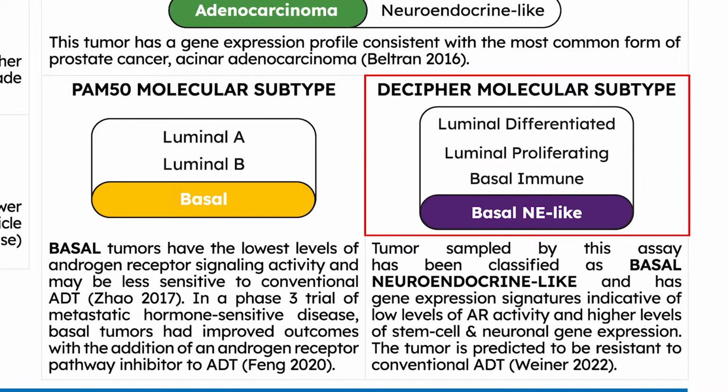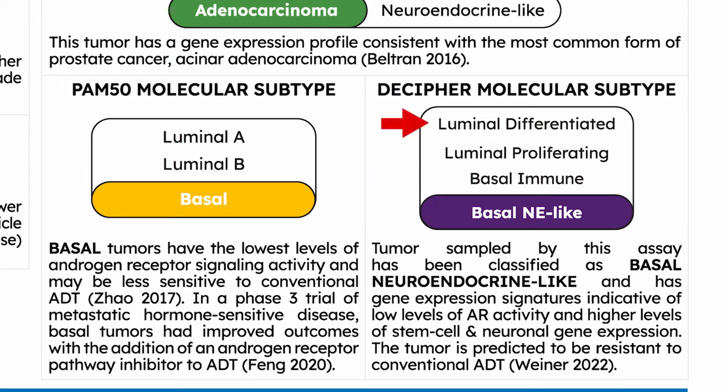You'll also find the Decipher molecular subtyping classifier. That's a more refined prostate cancer specific version of the PAM50, and it reports the molecular subtypes as either luminal differentiated, luminal proliferating, basal immune, or basal neuroendocrine-like. The interpretation language, again, is specific to the subtype of prostate cancer itself.